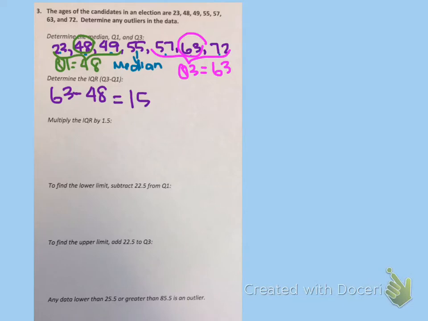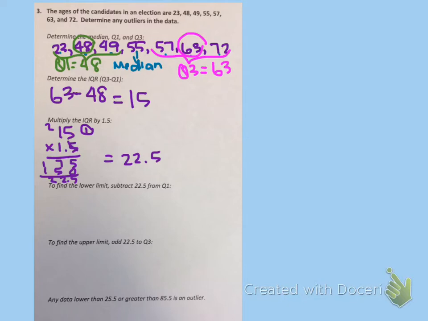Now we get to the new stuff, the outlier part. We need to multiply the IQR by 1.5. So we're doing 15 times 1.5. Why don't you do that on your own? Pause, solve it on your own, and then press play to check. I got 22.5 when I multiplied out.